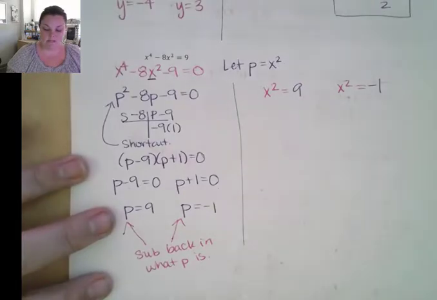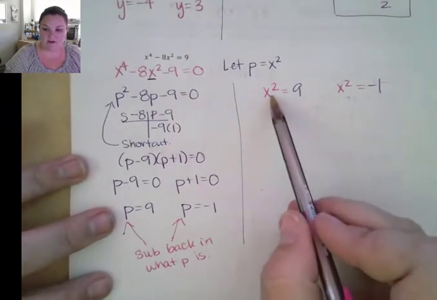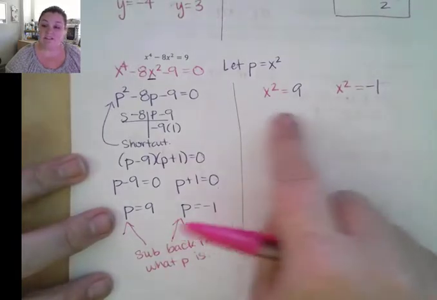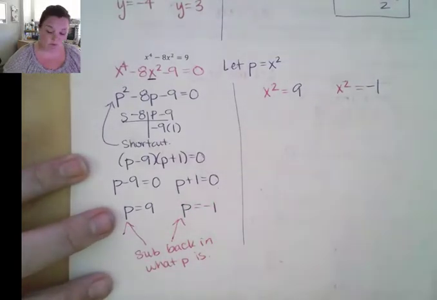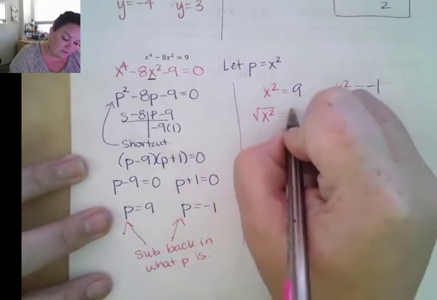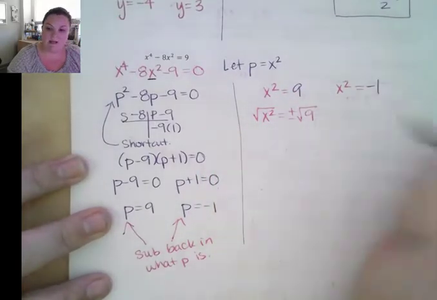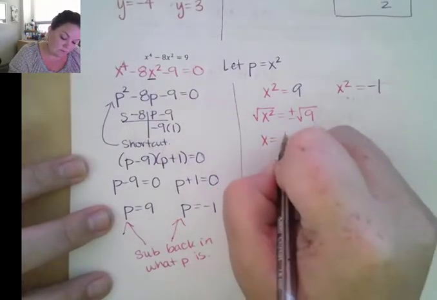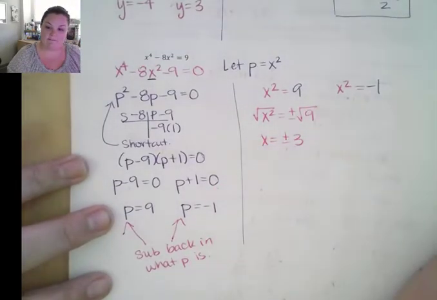Okay. So that's what we've done. P was x squared, so that means x squared equals 9 or x squared equals negative 1. And now I can solve both of these by using the square root property, right? If I take the square root of x squared, I can do that as long as I use plus or minus the square root on the other side. So that means x is equal to plus or minus 3.